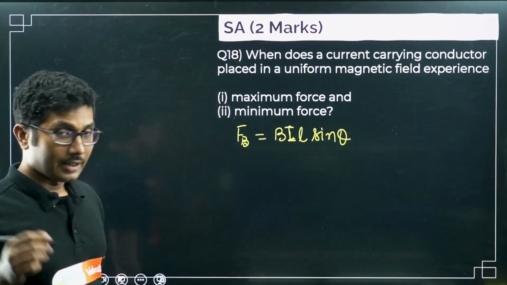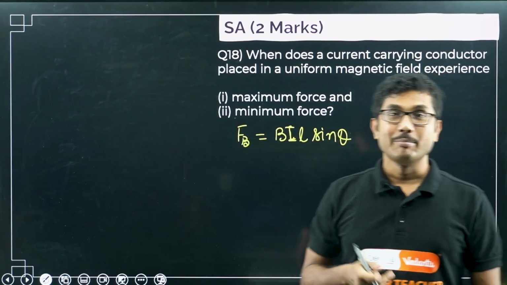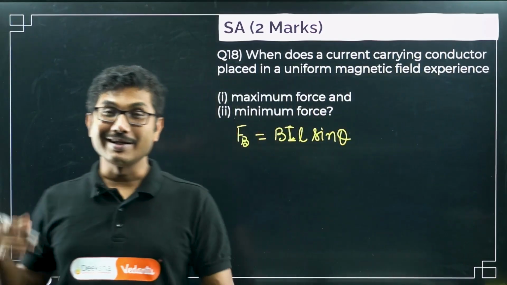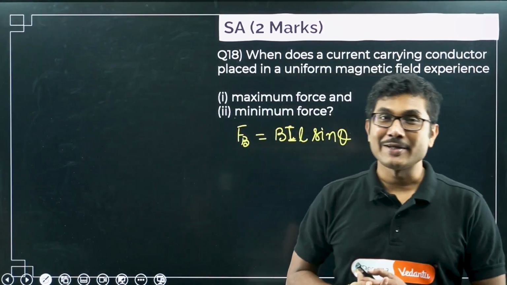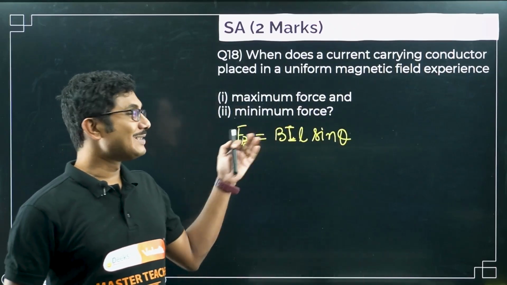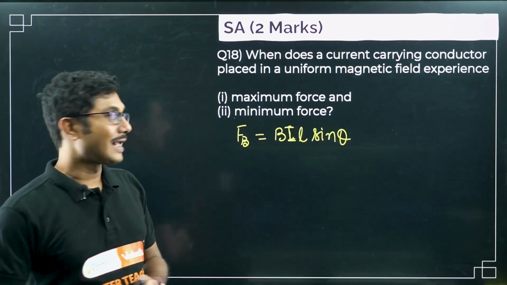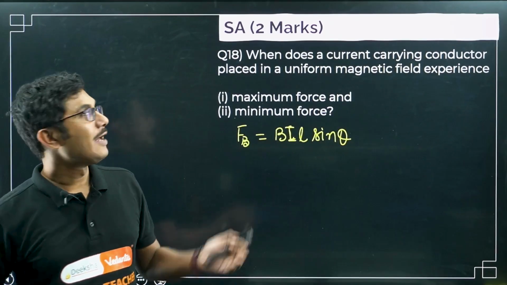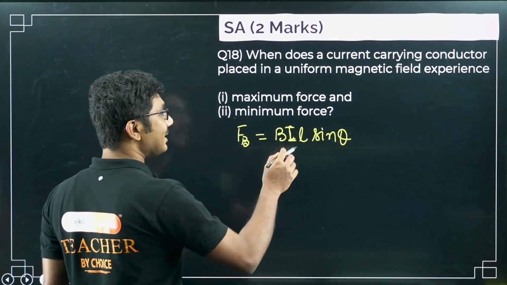During my other classes I told you how I used to remember this. Bill Clinton was America's president when I was a student, so that time I used to remember Bill. That's how we remembered Bill. So Bill is basically like this. If you want to remember something else, then also you can do that. So force acting on a current carrying conductor is BIL sine theta.